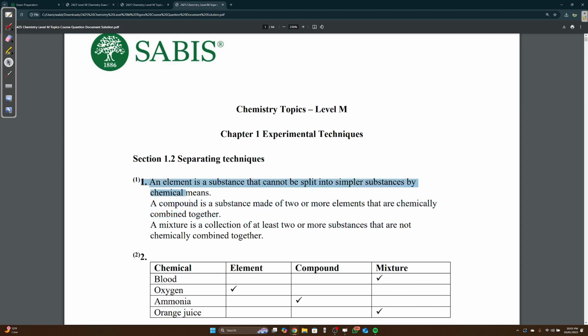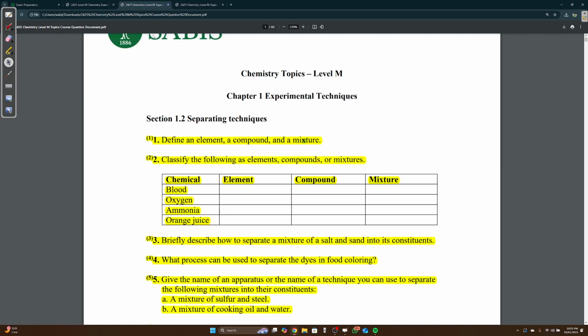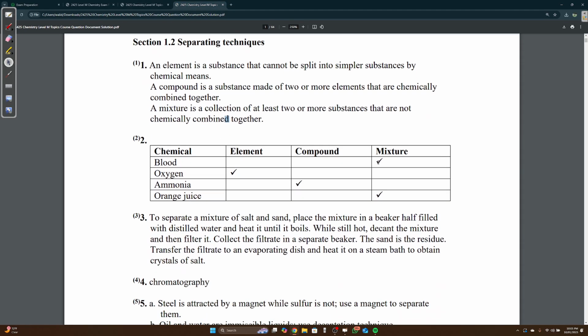A mixture: all of these three were separate questions in the CA, one question, second question, third question. And then a mixture is something that is not chemically combined. Okay, this is the key word here. Okay, classify as element, compound, or mixture. Blood is a mixture because there are things that aren't dissolved in blood, like clots and whatever.